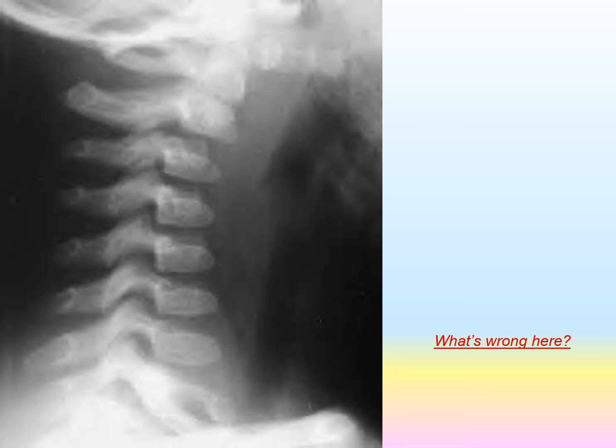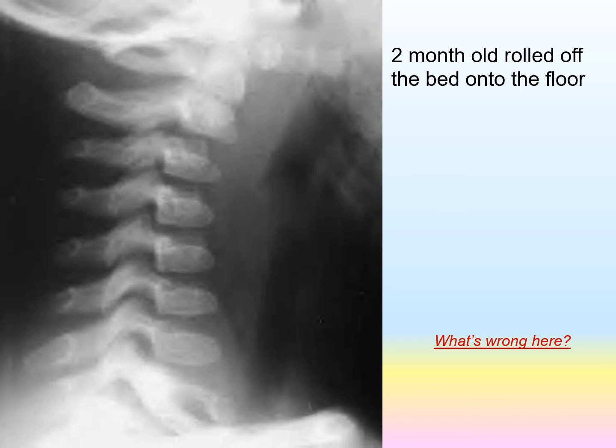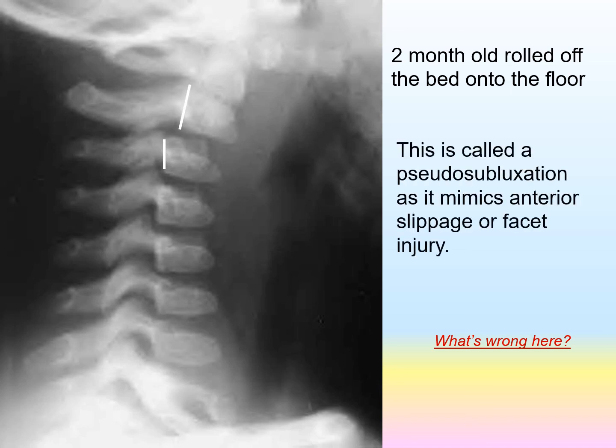Here is another picture of a spine of a small child. Here it says a 2-month-old. This child's probably a little older than 2 months old based on the maturity of the spinal segments. But the patient rolled off and fell on the floor. And you can see again, this is what's called a pseudo-subluxation, and it mirrors anterior seepage or facet injury. And again, it looks pretty daunting on the film, but this is something that can be a common occurrence in a pediatric spine.